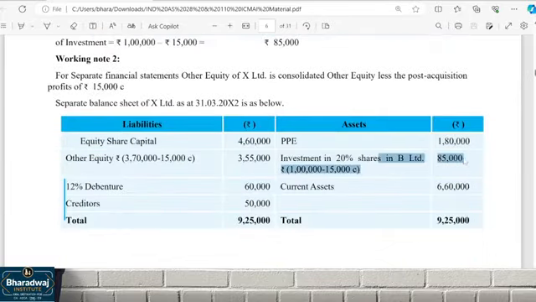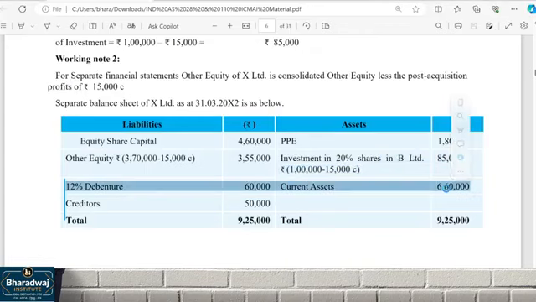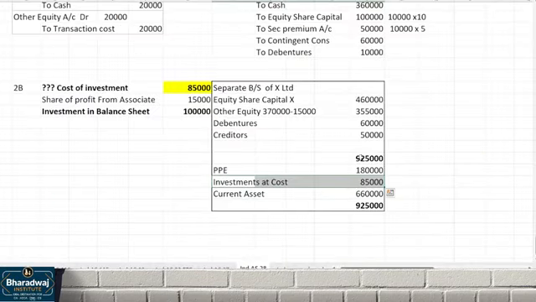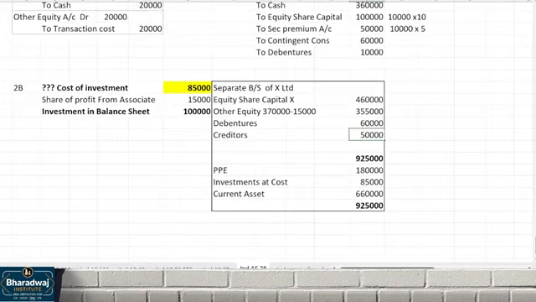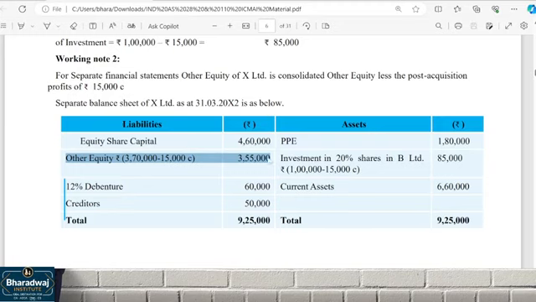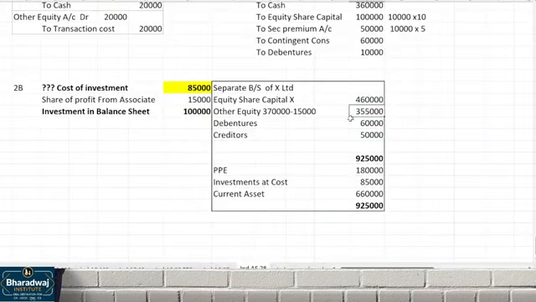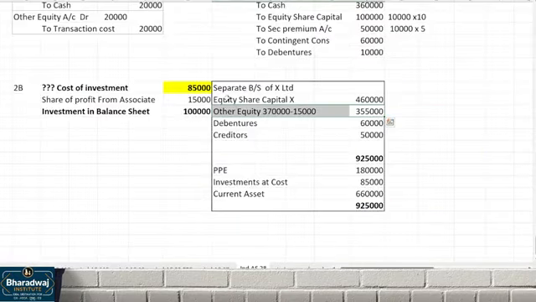Investment recorded at cost how much? 85,000. Current assets 6 lakhs 60,000. Then liability side, like creditors how much? 50,000. 12% debentures 60,000. Other equity without including that share of profit from associate how much? 3,55,000. Equity share capital how much? 4,60,000 will be there.